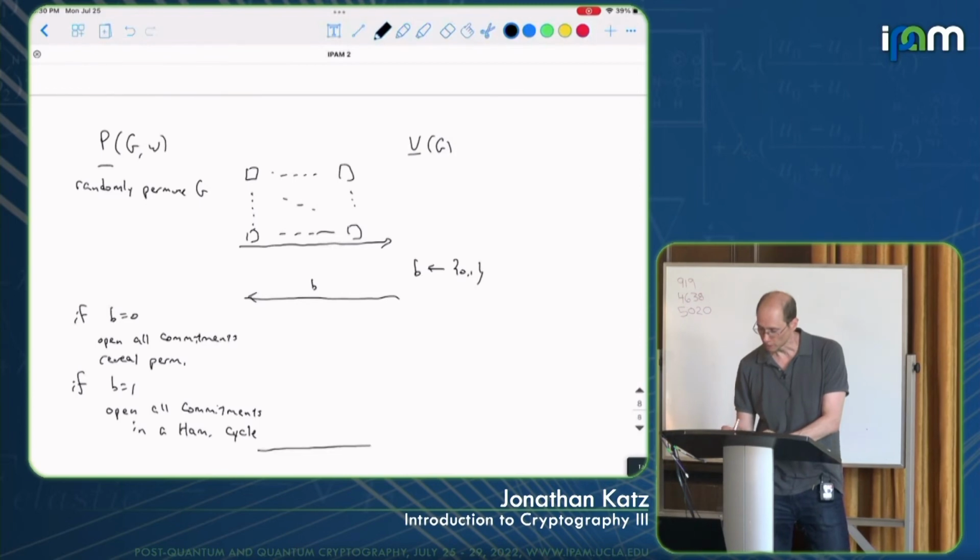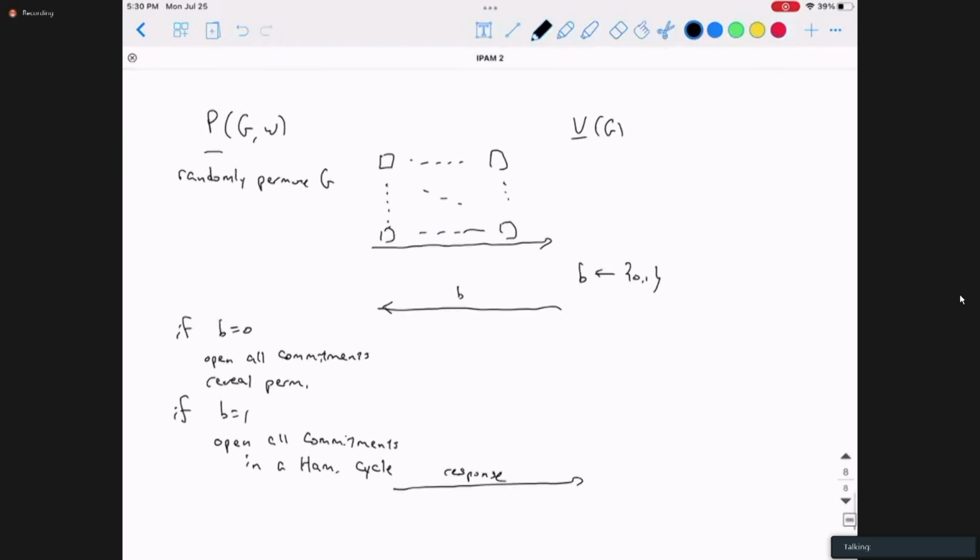And so in either case, I generate my response accordingly. Okay? And then the verifier needs to check, right? So let's just go through and make sure we understand what that means. So if b equals 0, then what the verifier has to check is, first of all, that all the commitments in the adjacency matrix were indeed opened correctly. And then along with the openings of those commitments, the prover would also be revealing a permutation showing how it got from the original graph G to this permuted copy of the graph G prime. And the verifier just goes ahead and checks edge by edge that the permutation is faithful in terms of the edge mappings between the two graphs.